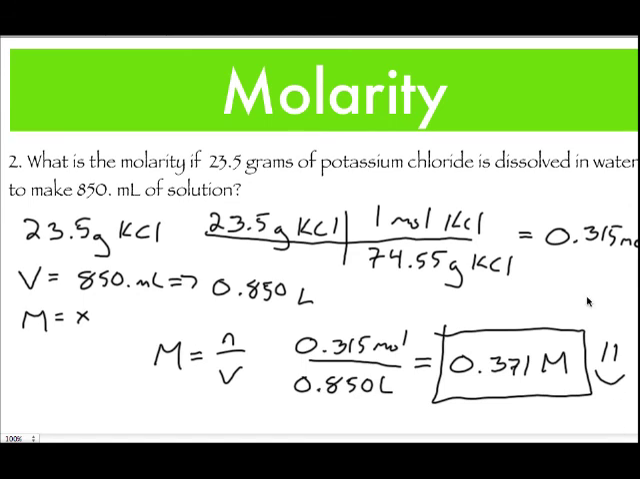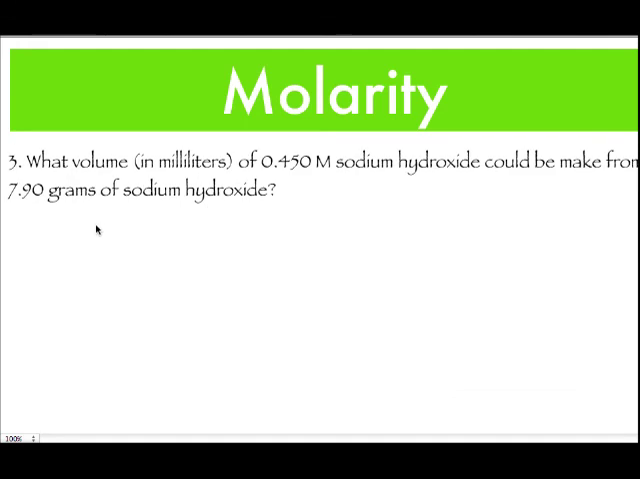All right, let's try one more example here because both of these we solved for molarity. This one, though, we're not trying to solve for molarity. We're trying to solve for volume. Let's write out our variables again. What volume in milliliters? Pay attention. Volume we don't know. V is like a question mark right now. Of a 0.450 molar solution. All right, so we have big M, molarity, of sodium hydroxide, could we make from 7.90 grams of sodium hydroxide, which is NaOH.